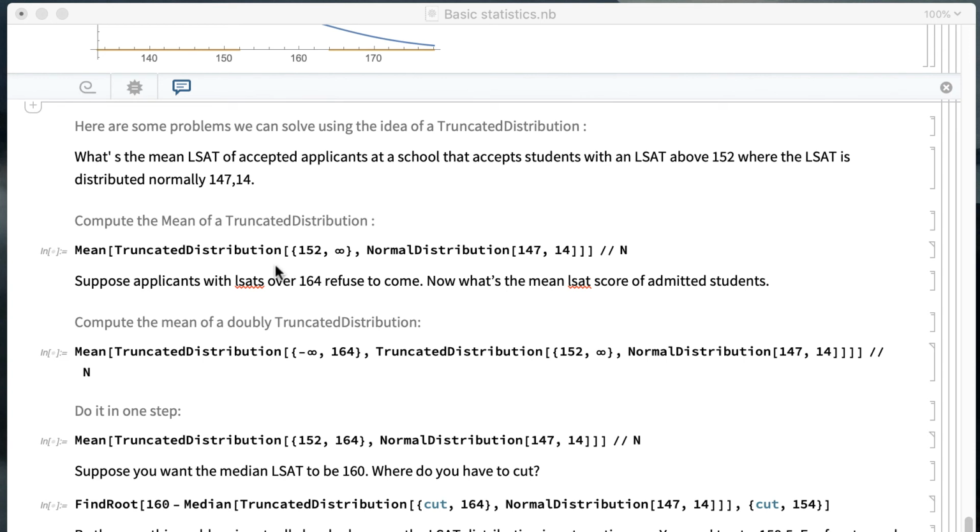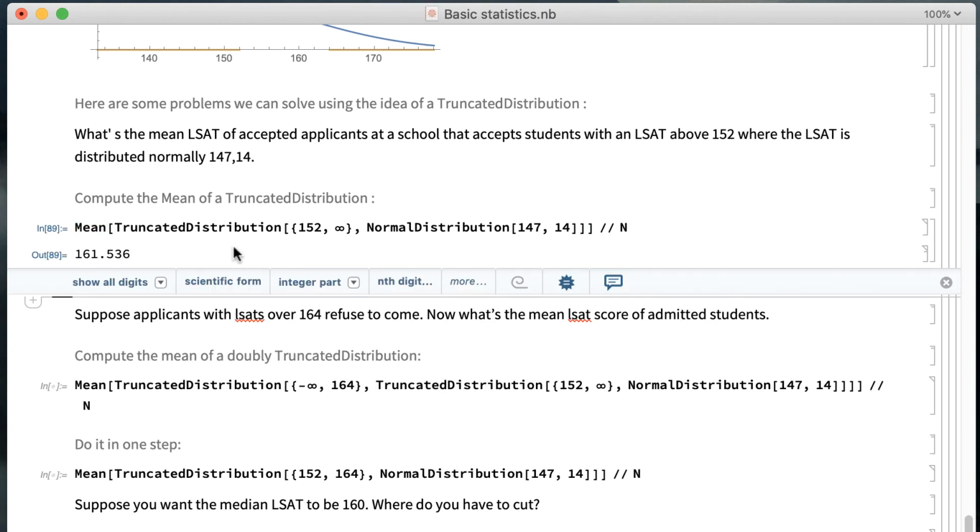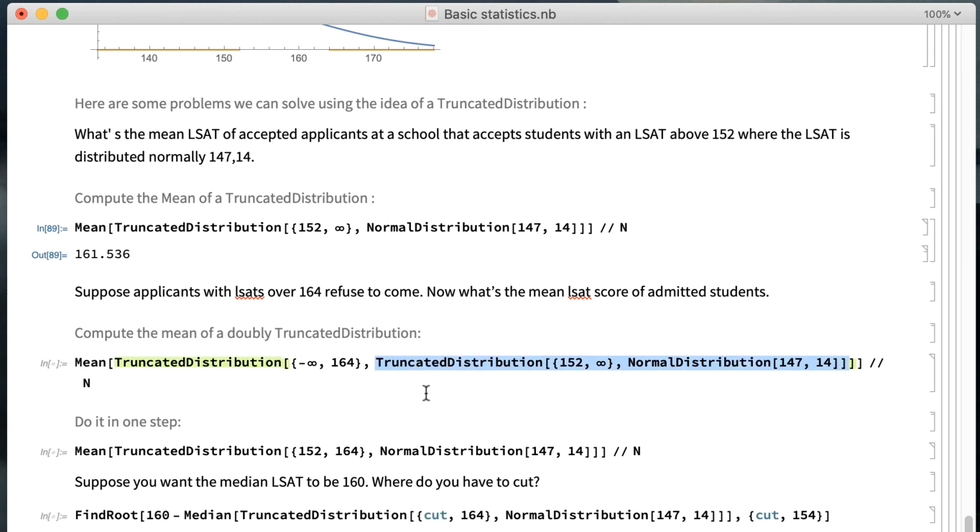We can compute the mean. We can ask, if we don't take people below a 152, and here's our applicant pool, what's the mean of those who remain? And it's a 161. But what if applicants with LSATs over 164 refuse to come to this school? Not good enough for them. Well, we could then ask, let's truncate the bottom at 152, but let's also right truncate at 164.